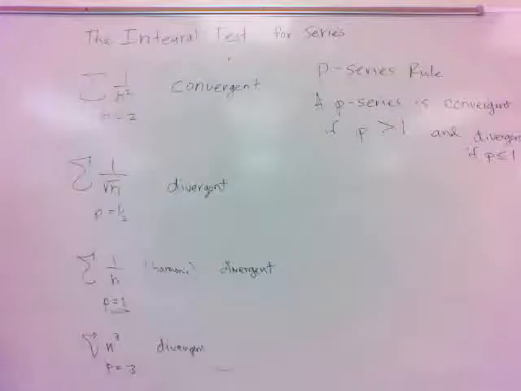Pretty nice, huh? So from here on out, if we recognize something as a p-series, 1 over n to the p power, we know if it converges or diverges. If p is greater than 1, it converges. If p is less than or equal to 1, it diverges. Pretty nice, huh?